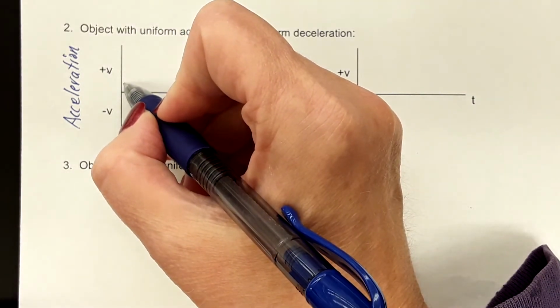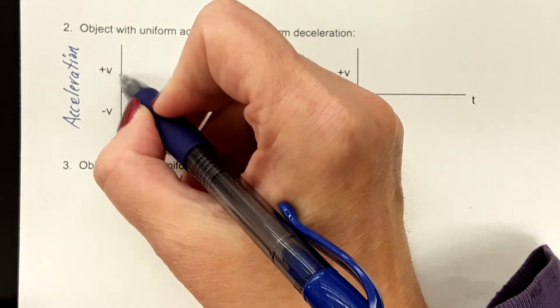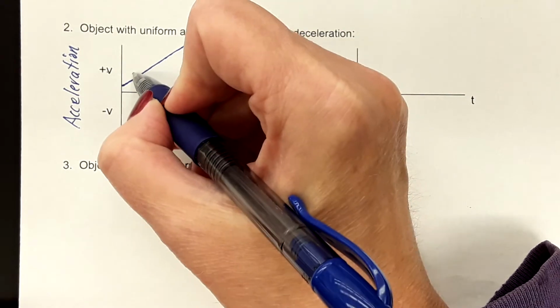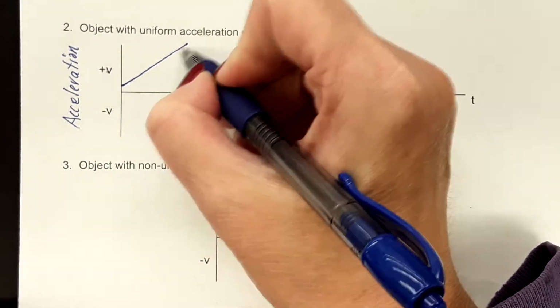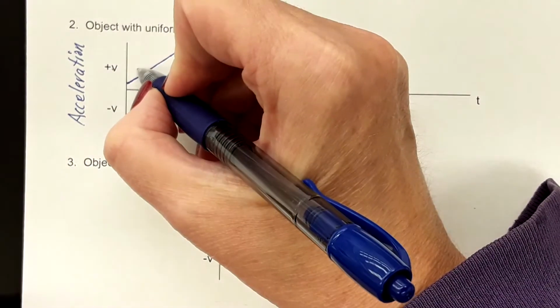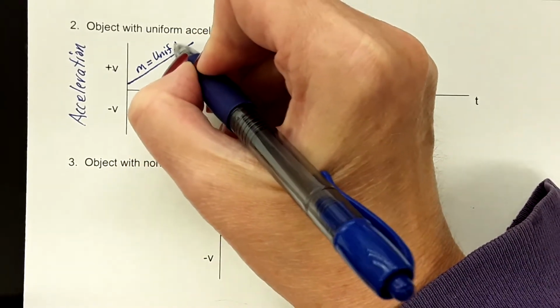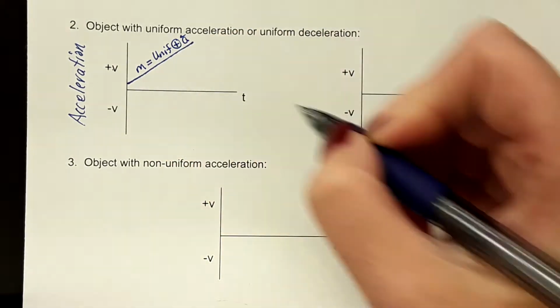That would be a positive acceleration, and it would have to be a positive slope. So here it is. Uniform slope, constant slope, uniform acceleration. So M equals uniform positive acceleration.